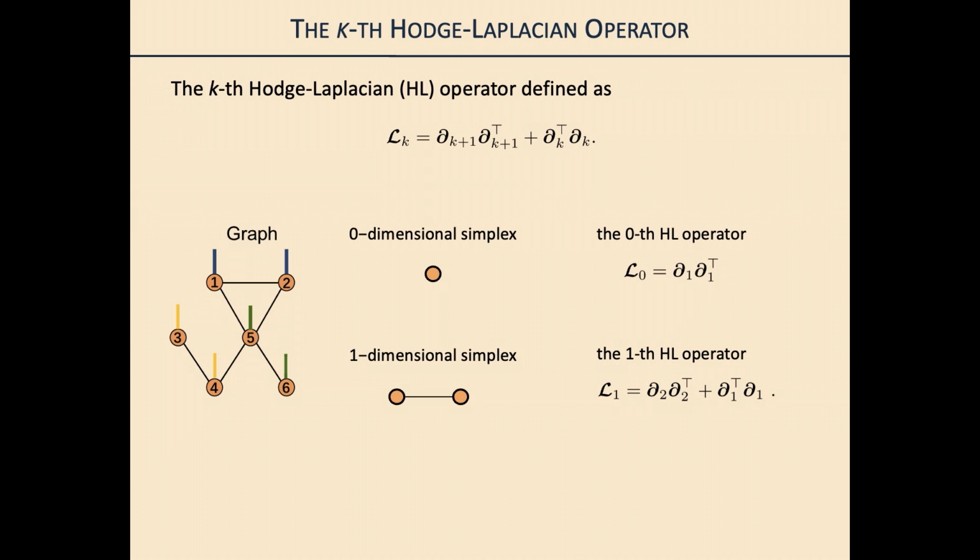And those become the eigenfunctions on nodes, or edges, or triangles, and so on. So for instance, the zero order Hodge Laplacian operator is exactly equivalent to the graph Laplacian. And the first order Hodge Laplacian, you want to define the sine and cosine functions on this edge information, and that becomes very straightforward.